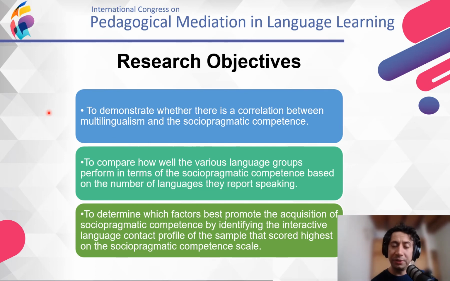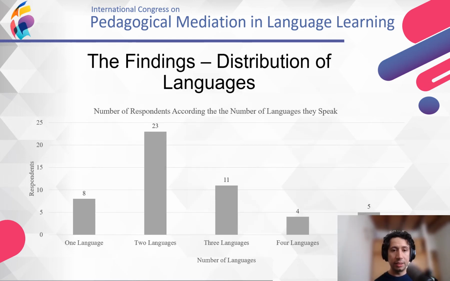So these are my research objectives. The first one is, of course, to demonstrate whether there's a correlation between multilingualism and the sociopragmatic competence. I also want to see the various performances of speakers that report speaking only one language, two languages, three languages, and so on. And I also want to see what factors determine a high sociopragmatic competence in the individuals that report high sociopragmatic competence.